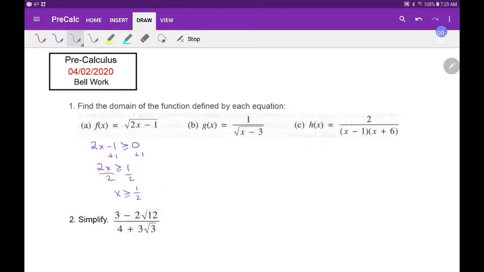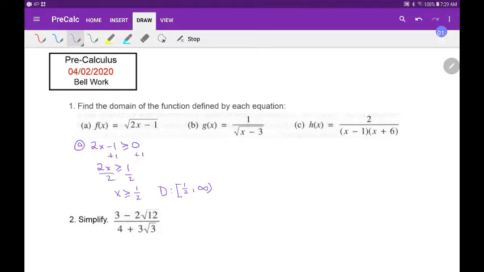So we would say the domain for the first one would be, what should we say? We'll say bracket 1/2, comma, and then we'll say it can go as high as it wants.